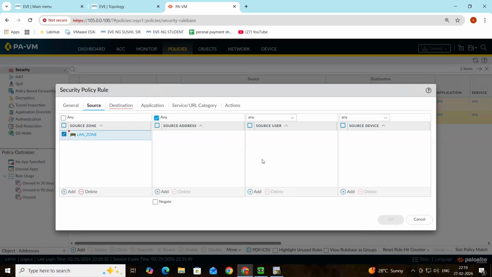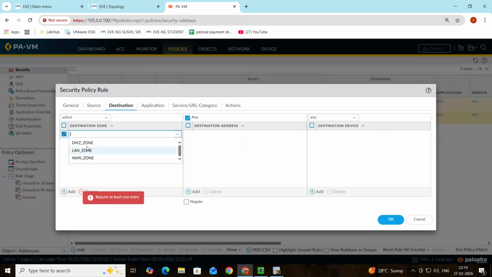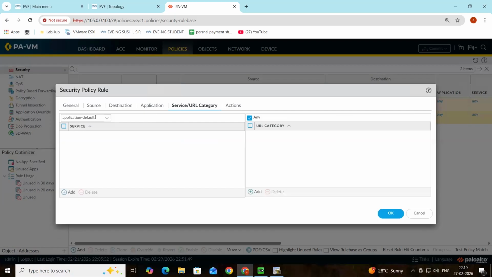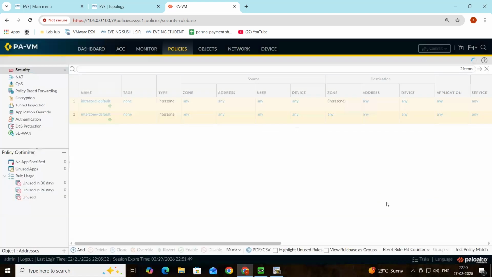That's basically required. Now let's click on destination and I'll click on add. My destination zone is DMZ, and what's my destination IP? Any. Zone is DMZ, but in DMZ, which IP? Any. Application, let it be any. Services, let it be application default. Action, let it be allow. Click on logs and say okay.